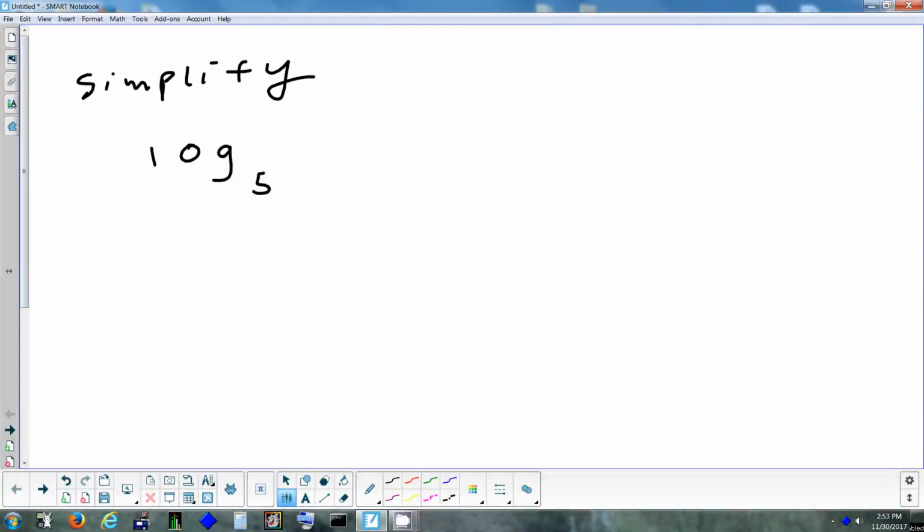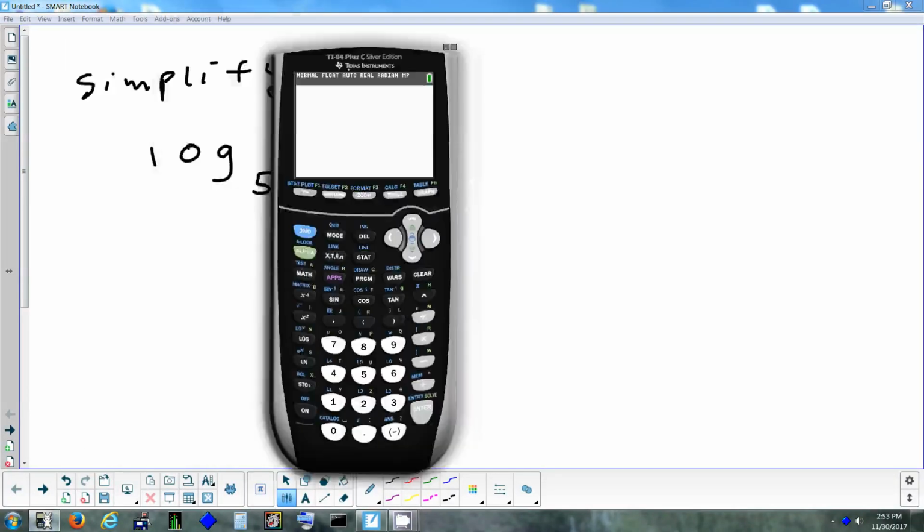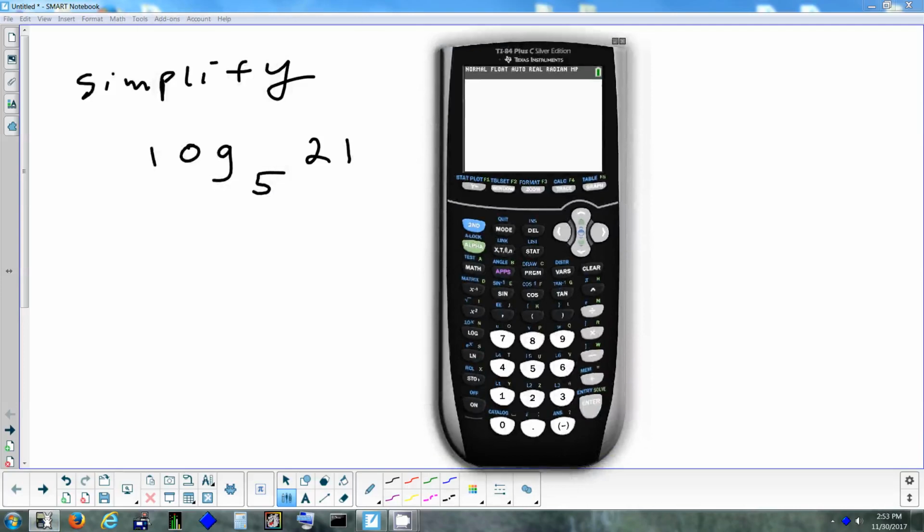Log base 5 of 21. Now on the calculator, we only have two bases you can type in directly. Is base 5 one of the bases you can type in? No. We can type base 10, and what's the other base? E. That's not either one of those.